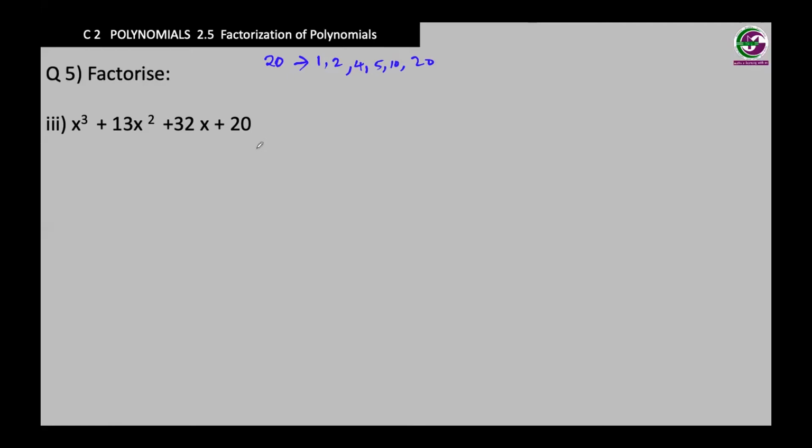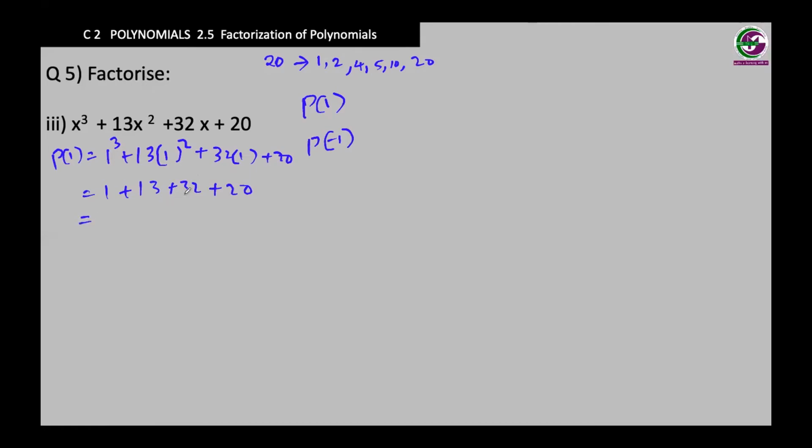Now let us see which number will give you a 0. Let us see what p of 1 is. We check p of 1, p of minus 1, wherever it is 0. First of all, p of 1 is equal to 1 cubed plus 13 times 1 squared plus 32 times 1 plus 20. All of it is positive, so there is no chance, but still let us see. This is 1 plus 13 plus 32 plus 20, which is 66, not equal to 0. So we can't take x equal to 1 as a factor.